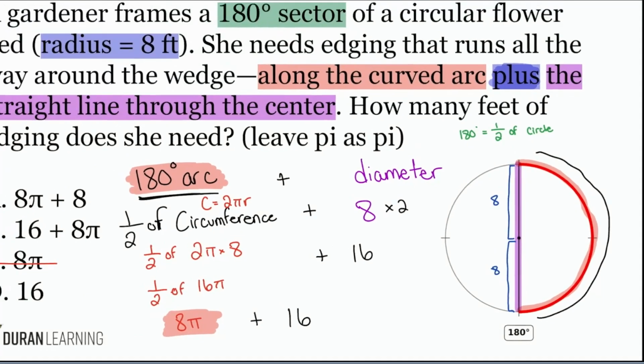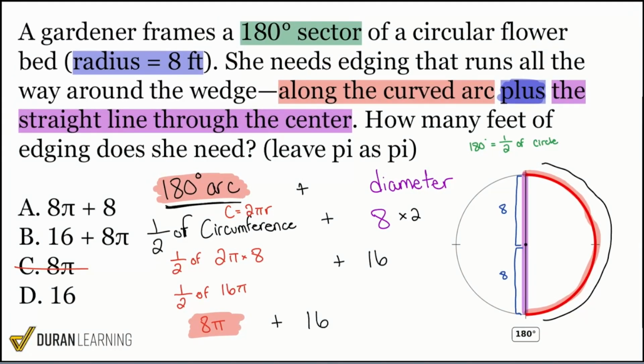Not 8 pi plus 8, because that would be just the radius. We wanted the straight line through the center all the way. So that was the diameter. So our final answer, my friends, as tough as this one was, the final answer will be 8 pi plus 16. And that will be answer choice B. And that's one knocked out of the park.